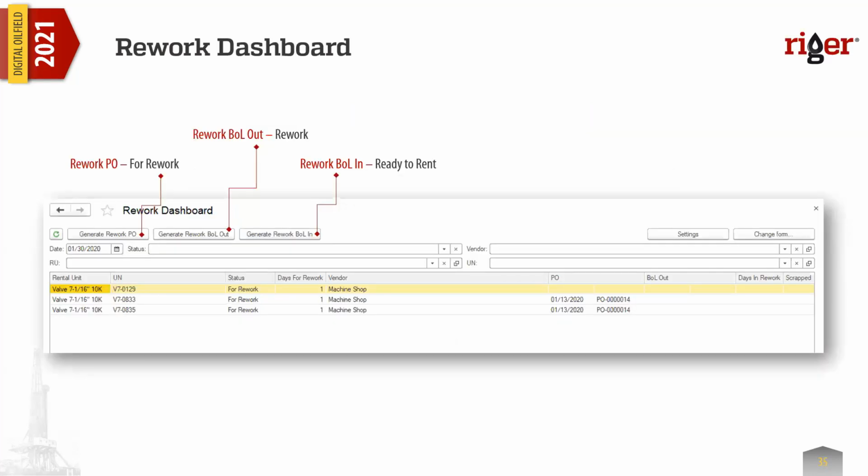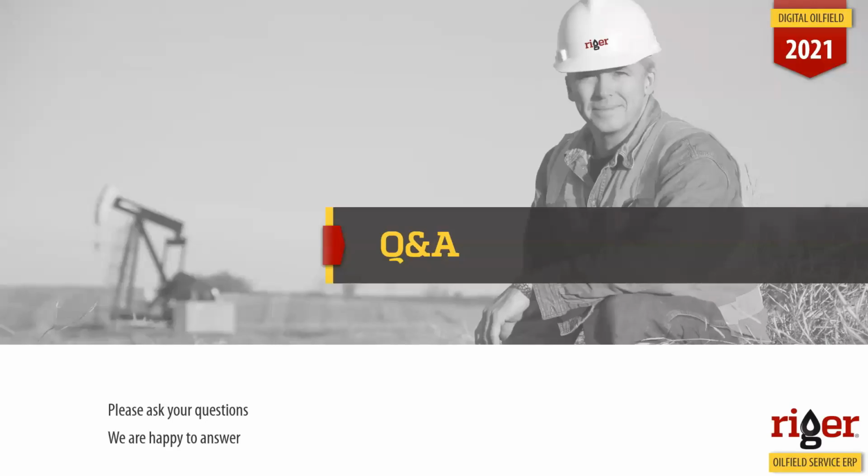And the rework dashboard is actually your tool to manage all these documents easily on one screen. So you have a list of unit numbers that are assigned for rework. Then you click the generate rework PO button, then the next button and next button. And whenever your equipment is ready, you just bring it back. So it's a very easy and very handy tool to manage all rework transactions. That's pretty much all from my side.